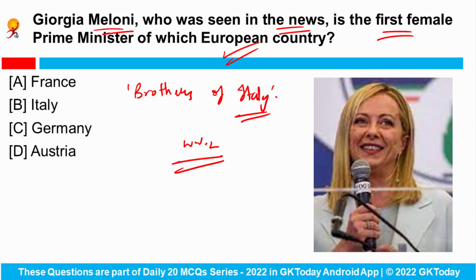So its leader Giorgia Meloni is set to become Italy's first woman premier, and this winning of a right-wing party is seen as a shift in Europe's geopolitical reality. And the former president of European Central Bank, Mario Draghi, is the current prime minister of Italy since February 2021. So Giorgia Meloni is the first female prime minister of the country Italy. You can also be asked that who's the first female prime minister of Italy? So name is also important.